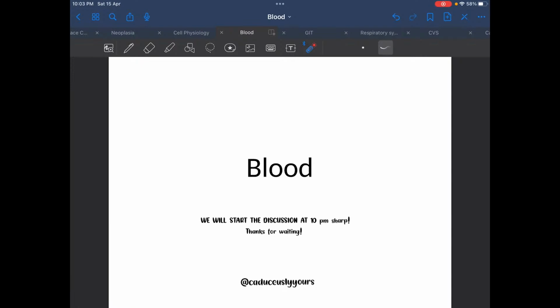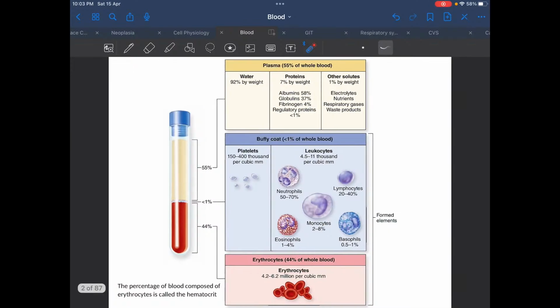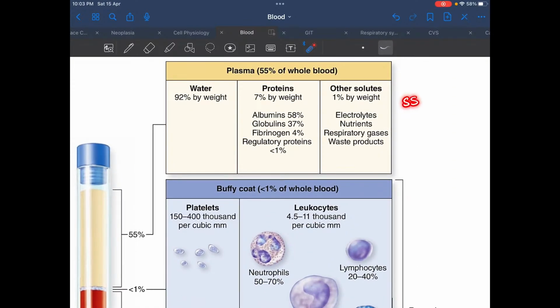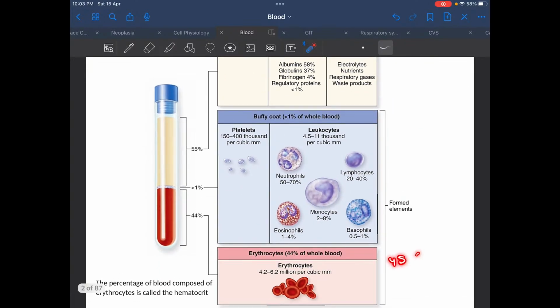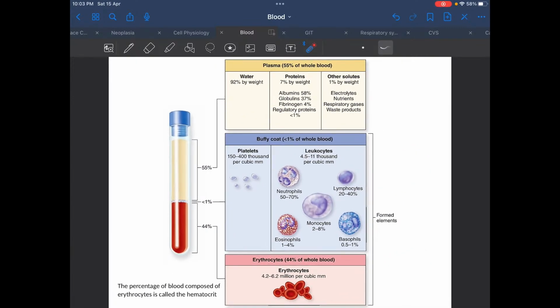So today our topic of discussion is blood physiology. Let me first tell you about the plasma. We know the plasma is mainly water, 92% by weight, and plasma represents about 55% of the whole blood. Then the erythrocytes contribute about 45%, and less than 1% is the buffy coat layer whenever we centrifuge the blood.